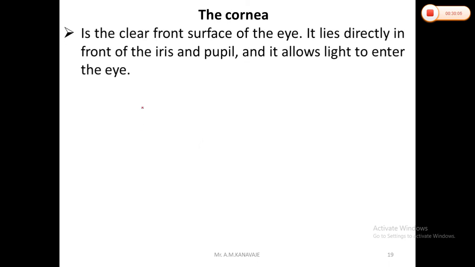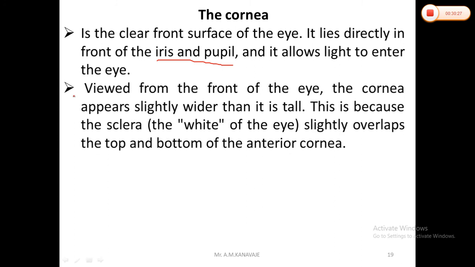The cornea is the clear front surface of the eye, which lies directly in front of the iris and the pupil, and allows light to enter the eye. In anatomy I have also discussed how this cornea plays an important role in getting the image properly. If viewed from the front of the eye, the cornea appears slightly wider. This is because the sclera, the whitish portion, slightly overlaps the top and bottom of the anterior cornea, so it appears slightly wider than it is tall.